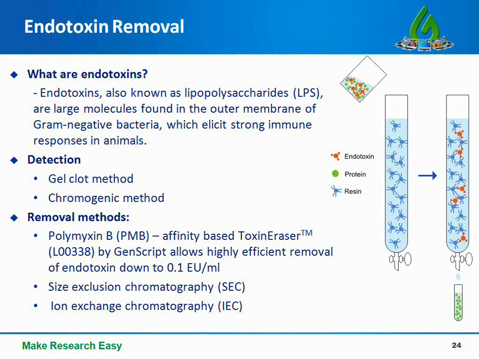One is the affinity-based polymyxin B, PMB method, such as GenScript's ToxinEraser, a modified PMB-based affinity matrix that allows highly efficient endotoxin removal down to 0.1 EU per ml. The endotoxin can also be removed by the size exclusion, SEC, method, as the endotoxin molecular weight is typically around 10 kD and the target protein is usually much bigger than that.